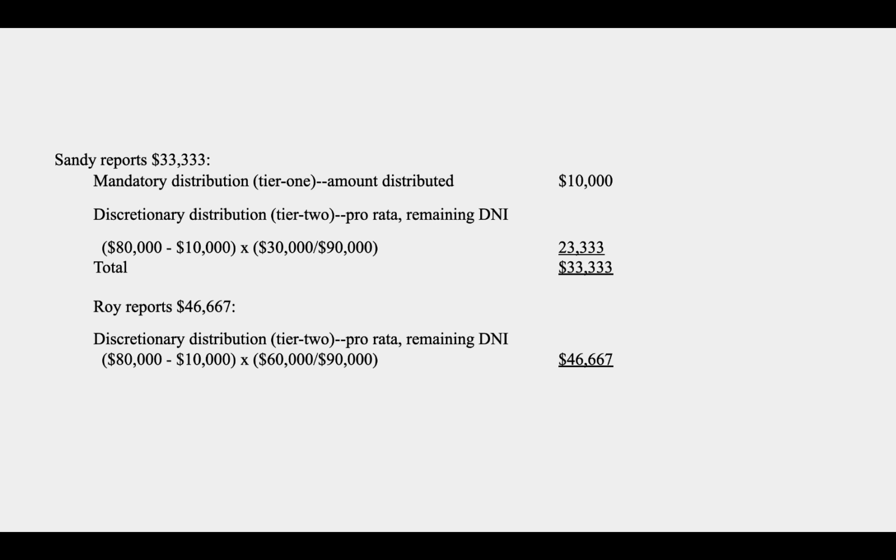And so that is going to be our fraction. And then we're going to allocate the total D&I less what we have already allocated. So $80,000 of D&I minus the $10,000 we've already allocated to Sandy. So our fraction will be $70,000 times $30,000 divided by $90,000 for Sandy's tier 2 distribution, which is $23,333. And then Roy's tier 2 distribution is $70,000 times the fraction $60,000 divided by $90,000 to allocate $46,667 of taxable income to Roy.